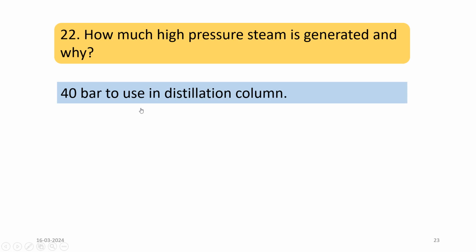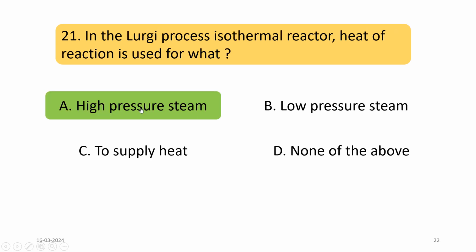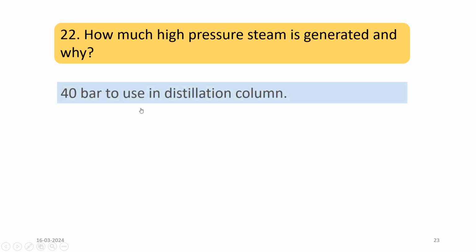So the answer is this heat of reaction. You have seen that this heat of reaction is converted instantly to high pressure steam. This pressure value is almost about 40 bar. High pressure steam is generated, and this steam is used in the distillation column to power compressors.